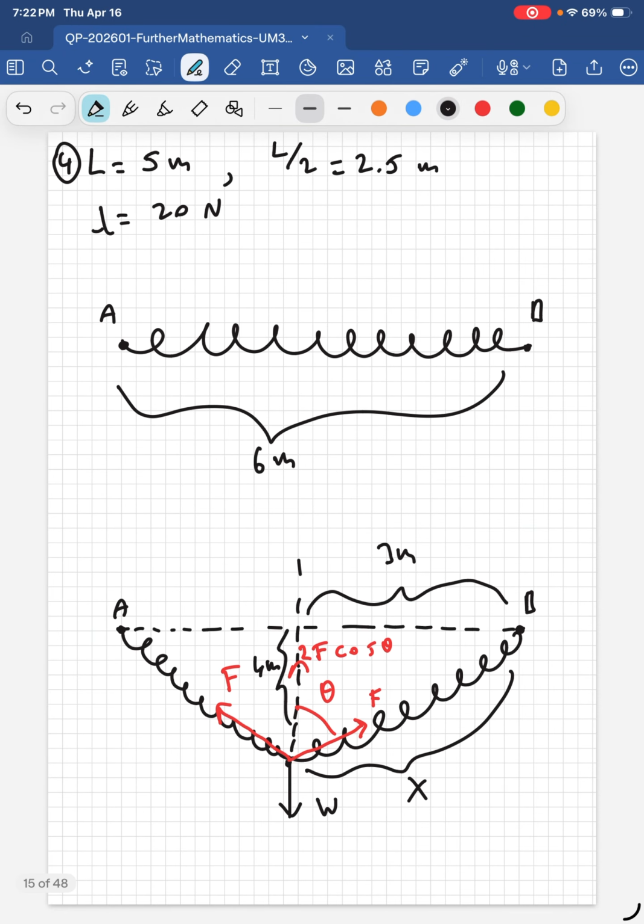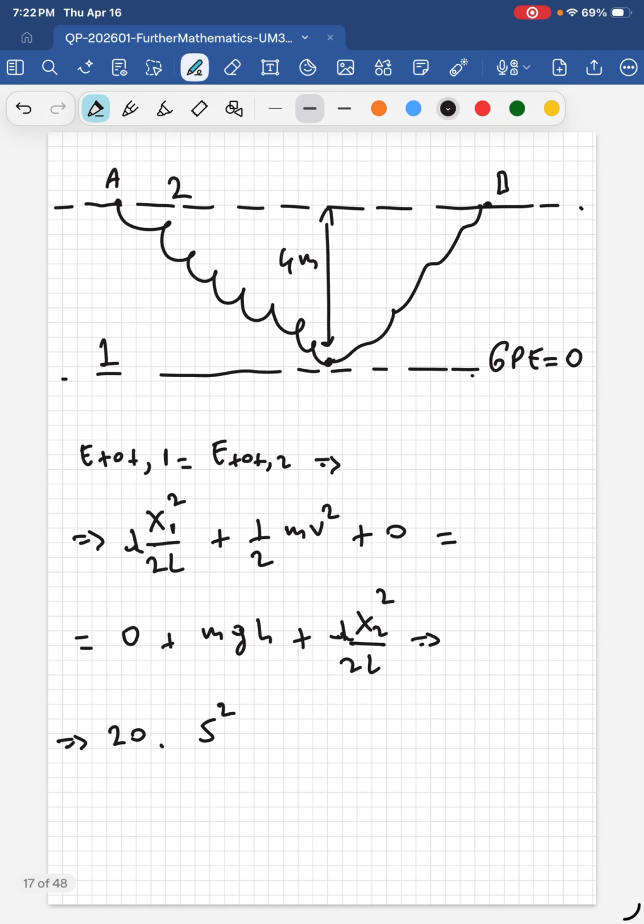And this is because at the lowest point we calculated earlier that the total length of the string becomes 10. Therefore, the extension is 5, okay? So when it's stretched at the lowest point, 20 times 5 squared over 2 times 5, and then plus 1/2. And then the mass is not given to us, but we're given the weight, so we can use that. The mass is equal to the weight over 9.81, which is g, right, times v squared.